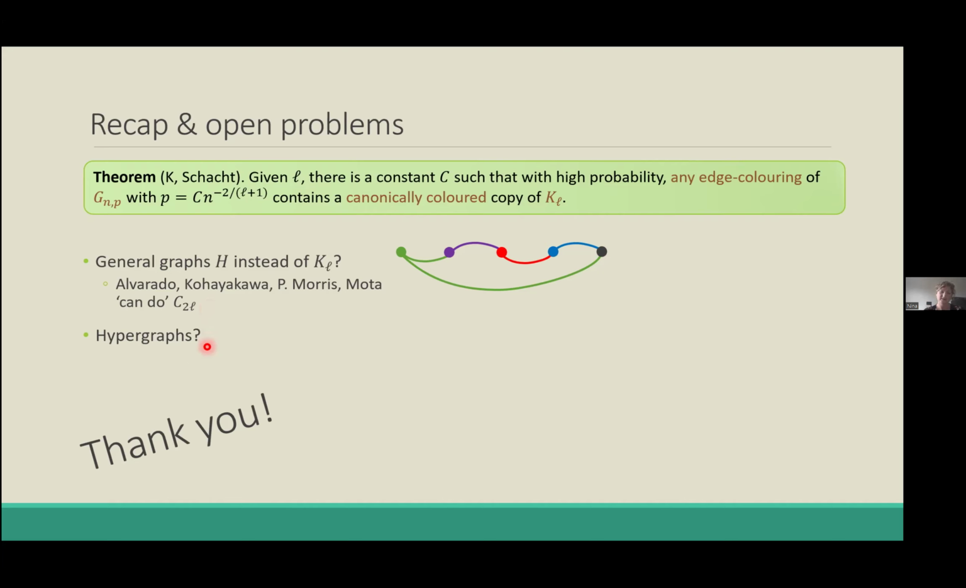And then you can also think of asking the same question for hypergraphs, and a canonical Ramsey theorem for hypergraphs does exist. And actually, there is a proof for r-uniform hypergraphs which uses only r-uniform hypergraphs. So there is some hope in translating that to random graphs, but it's far from obvious.